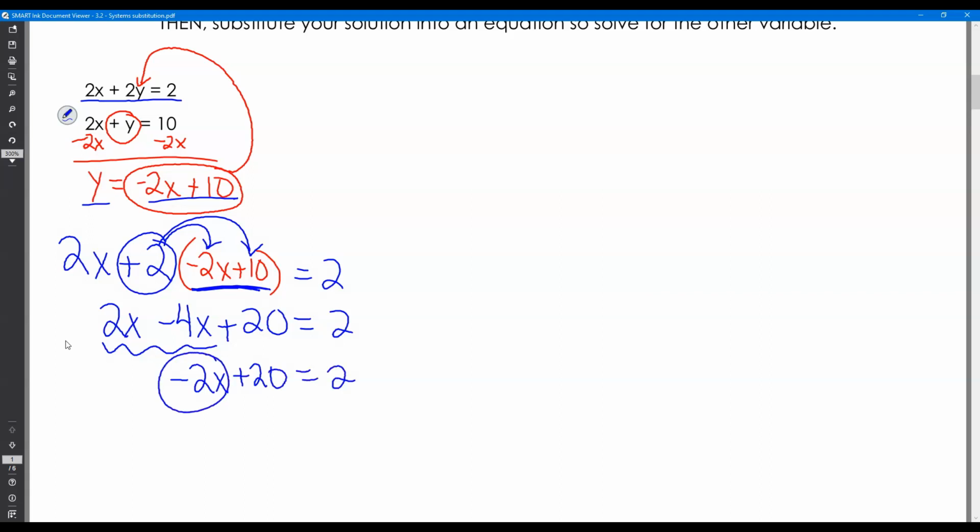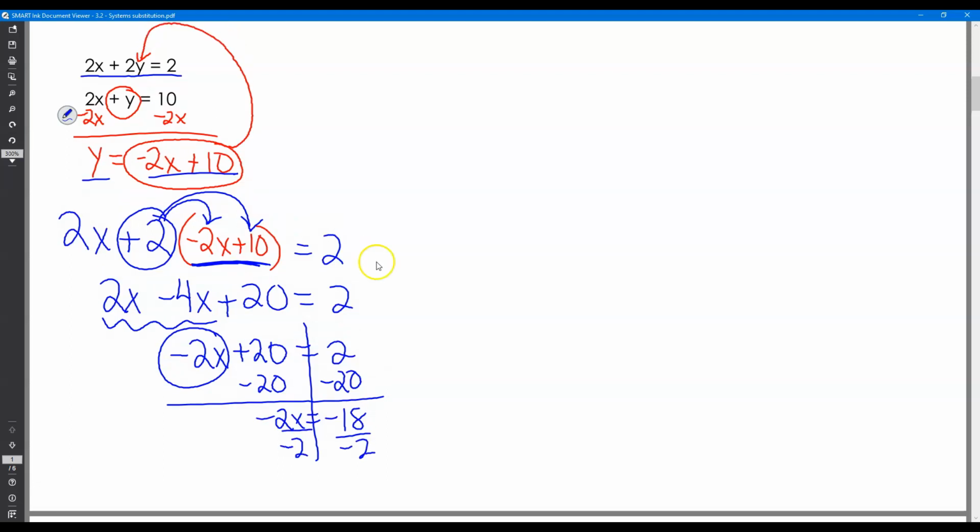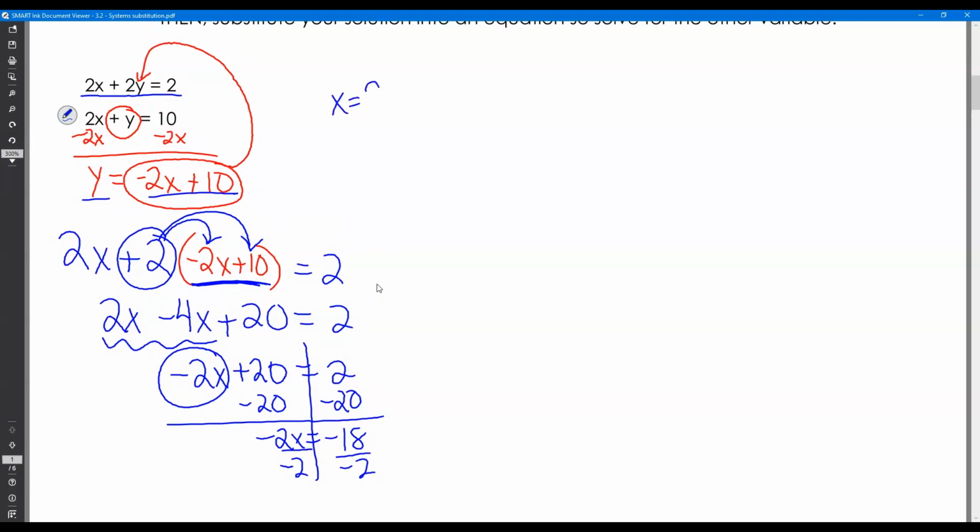Once you're here, this is a two-step equation. You could circle the variable that you want, drop a line. We're going to minus 20 on both sides. Negative 2x equals negative 18, divided by negative 2. So, x equals 9. All right?